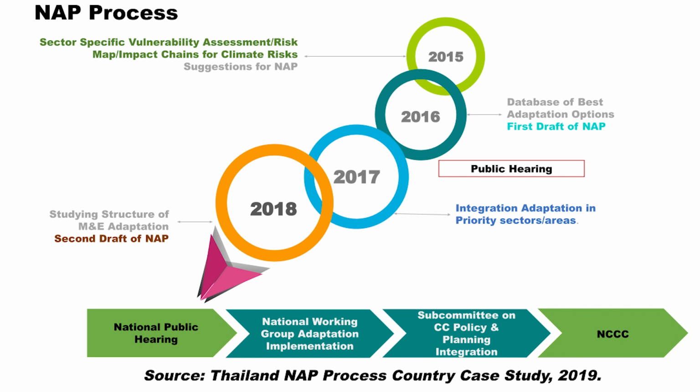At the start of the NAP process in Thailand in 2015, the country conducted its first nationwide vulnerability assessment on potential risks related to climate change, followed by a gap analysis resulting in the development of sector-specific risk maps.